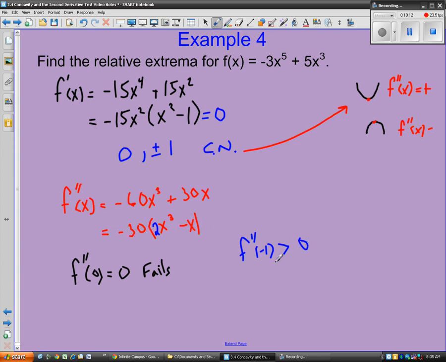And then if I do the second derivative and plug in positive 1, plugging in positive 1 will give me a negative number, which is less than 0, which gives me a relative maximum. So we'll talk more about the second derivative test in class, so please come prepared with your questions, and we will talk about this.